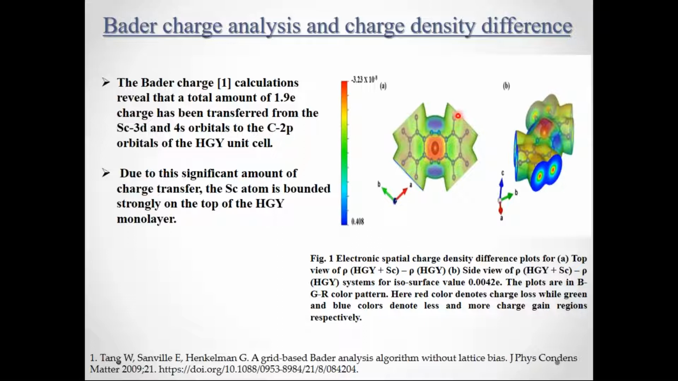This can also be seen by plotting the charge density difference plots. These plots are plotted according to the BZR color pattern, where red color around the metal atom denotes the charge loss, while the green and blue colors denote less and more charge gain regions respectively.